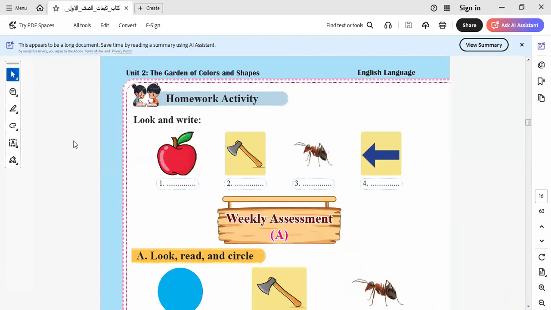Here it will be here apple. It will be here axe. It will be here ant. And it will be here arrow. Okay. And here it will be arrow. Okay. Let's continue the rest of the exercise.